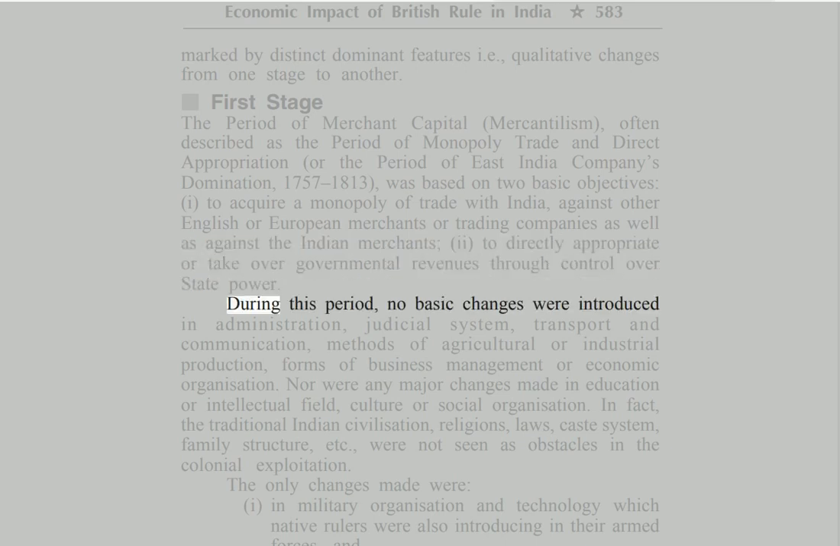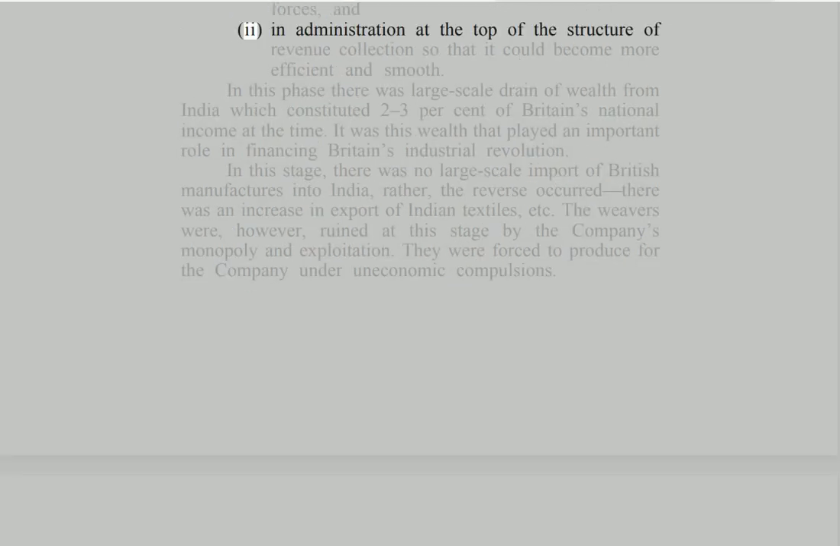During this period, no basic changes were introduced in administration, judicial system, transport and communication, methods of agricultural or industrial production, forms of business management or economic organization. Nor were any major changes made in education or intellectual field, culture or social organization. In fact, the traditional Indian civilization, religions, laws, caste system, family structure, etc., were not seen as obstacles in the colonial exploitation. The only changes made were 1. in military organization and technology, which native rulers were also introducing in their armed forces, and 2. in administration at the top of the structure of revenue collection so that it could become more efficient and smooth.